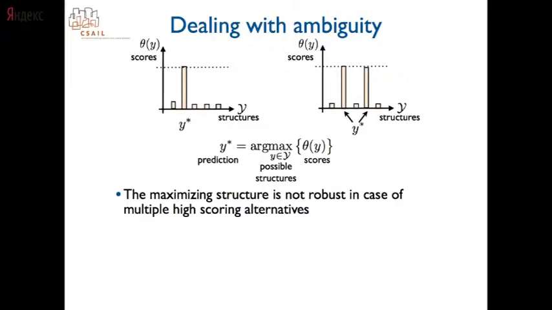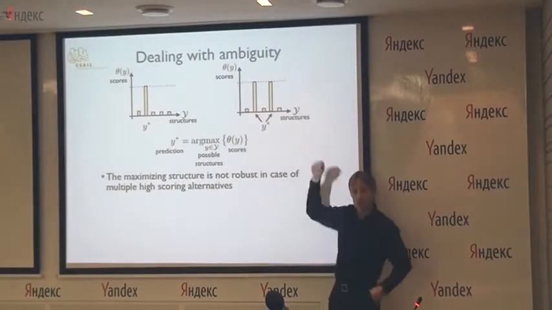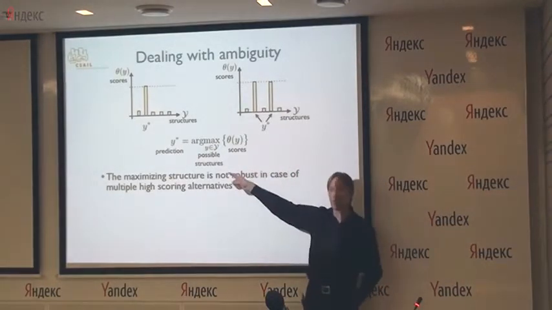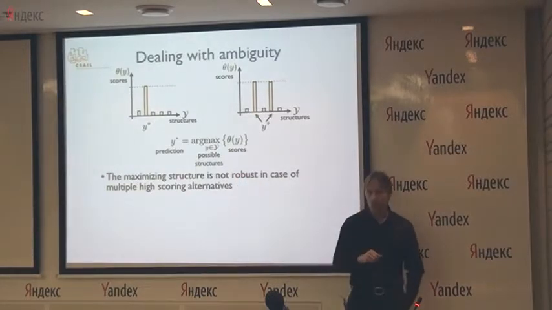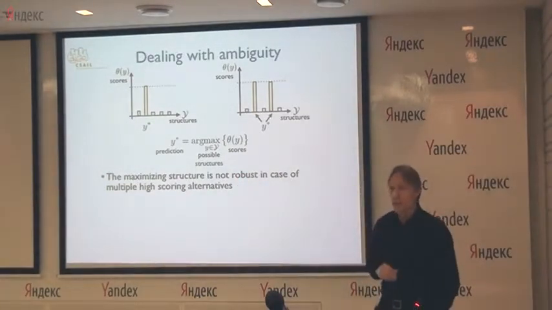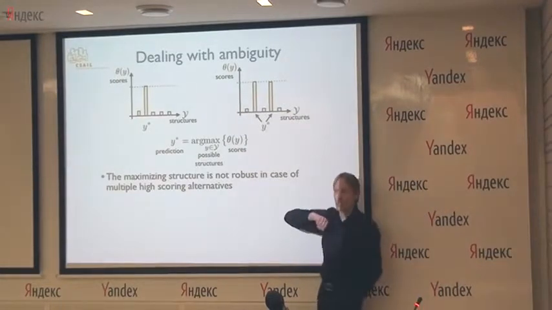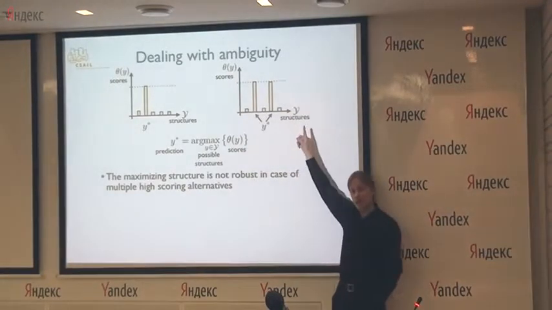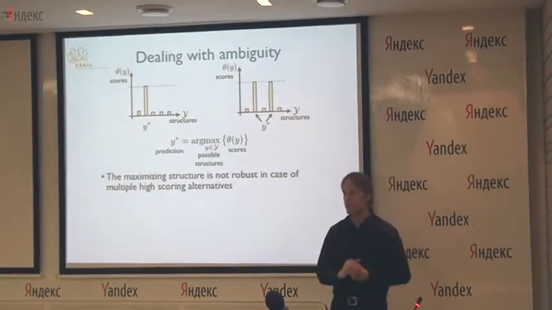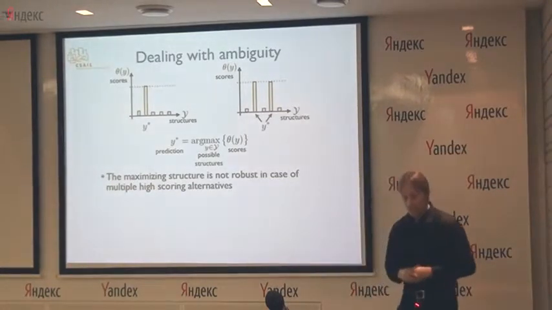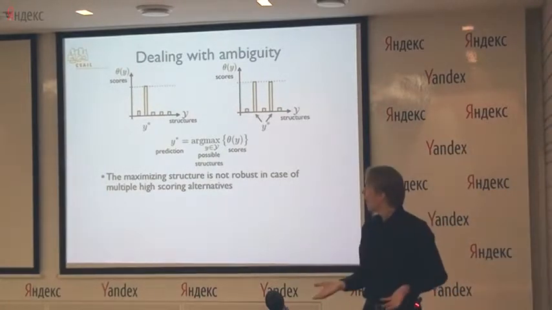Now it becomes more problematic when there are two or more structures that will receive almost equally high scores. All right? So in this case, this type of prediction method is no longer robust. Little changes in the score, little changes in the input will result in a very different prediction, potentially. All right? So that's one problem. The other problem is that even if the scores won't change, you're still not adequately capturing the fact that there are actually multiple alternative structures. All right? So how would we deal with this problem?